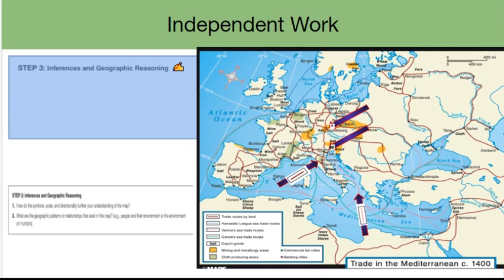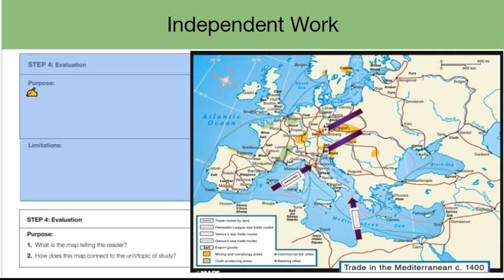Then you're going to come up with the inferences and geographic reasoning. I know it's a little unclear. I'm sorry, I'm just trying to do this so you can actually see the map itself. Remember, you have the worksheet, step 3, inferences and geographic reasoning, and you can slide back up to this presentation earlier. How do the symbol, scale and directionality further our understanding of the map? Hint, the compass rose is somewhere else this time. And what are the geographic patterns or relationships that exist in this map, meaning the people and their environment or the environment on humans.